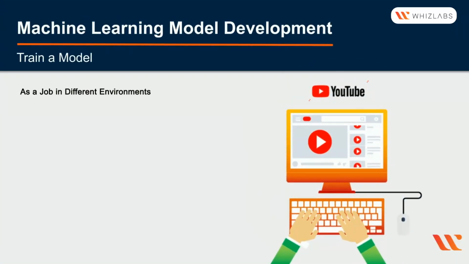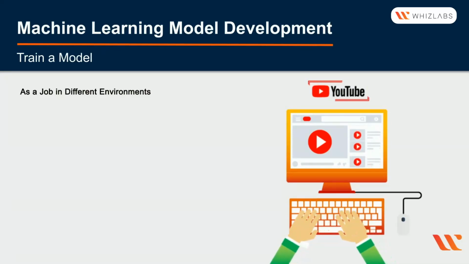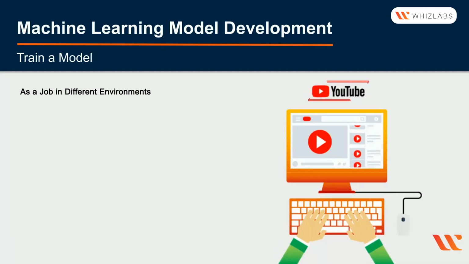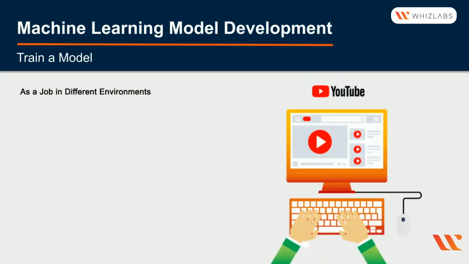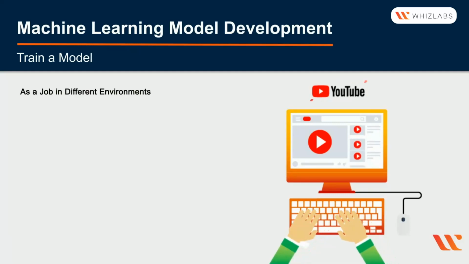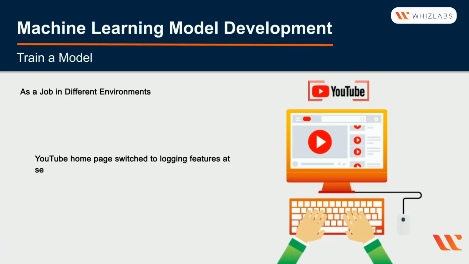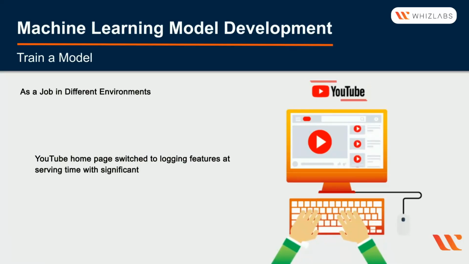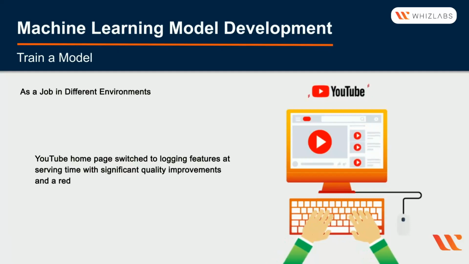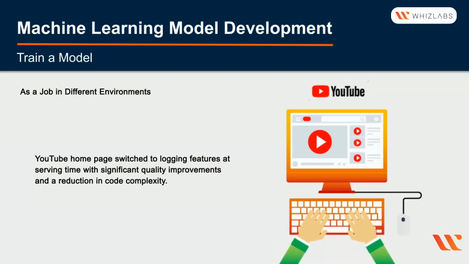Even if you cannot do this for every example, do it for some small fraction such that you can substantiate the consistency between serving and training. Teams that have made this measurement at Google were sometimes surprised by the results. So the YouTube homepage switched to logging features at serving time with significant quality improvements and reduction in code complexity, and many teams are also switching their infrastructure, as Google has told about it.